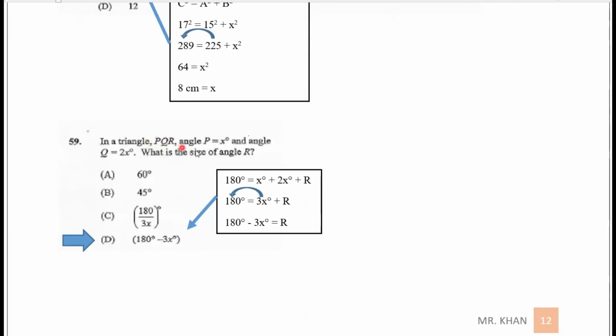59. In a triangle PQR, angle P is x degrees and angle Q is 2x degrees. What is the size of angle R? Well, we know the sum of the angles in a triangle is 180. So it'll be x add 2x plus the angle R. I'll call it R for now. So x plus 2x add R will give you 180. x plus 2x is 3x plus R. So 180 is that. Carry the 3x across. Opposite of add is what? Subtract. So it'll be 180 minus 3x will give you R. D as in dog.